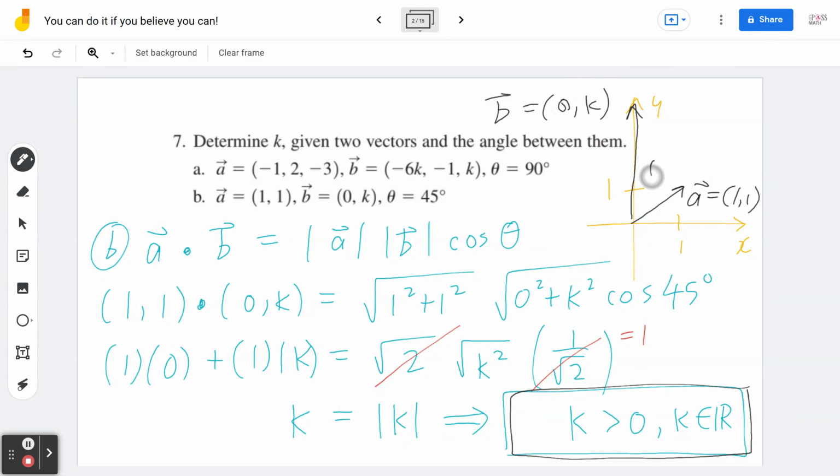So again, angle theta is going to be 45 degrees. k could be anything as long as it's positive. Notice we don't assume k is going to be 0 because that would give you a 0 vector. Then there's no angle, 45 degrees. So again, k is greater than 0 such that k is an element of the real numbers.